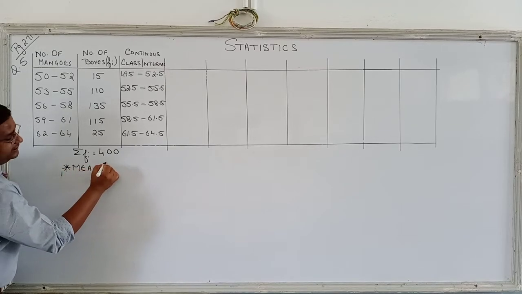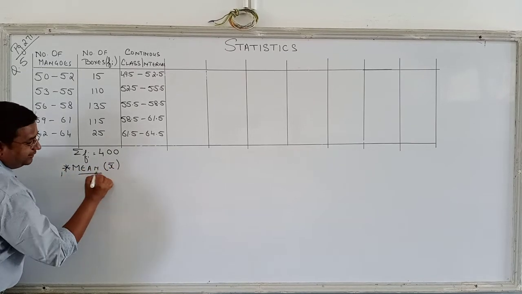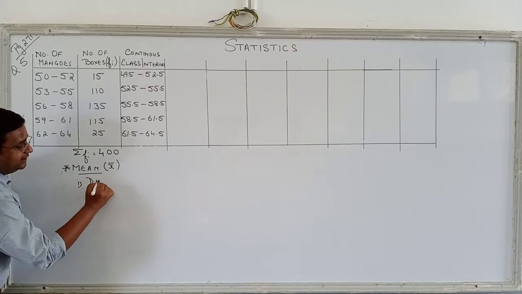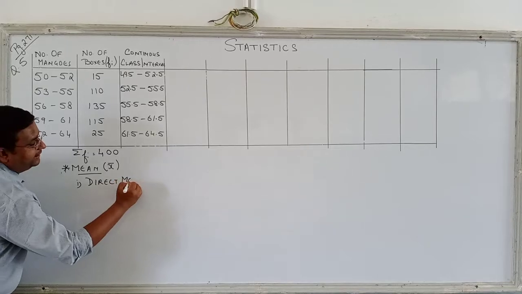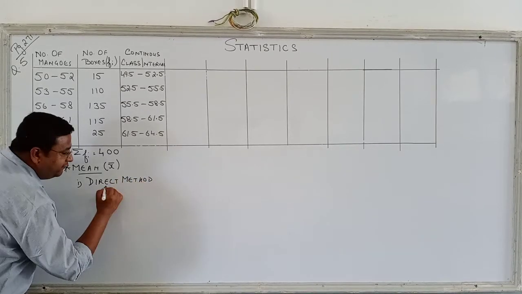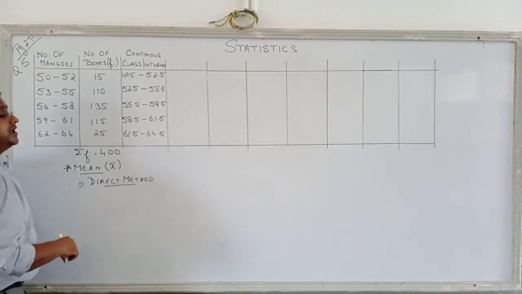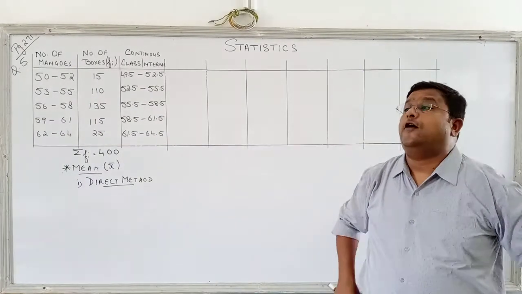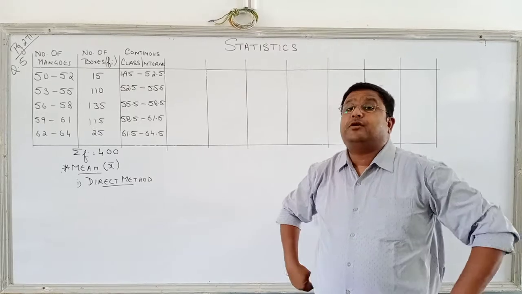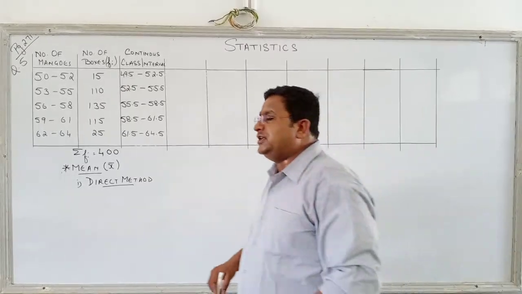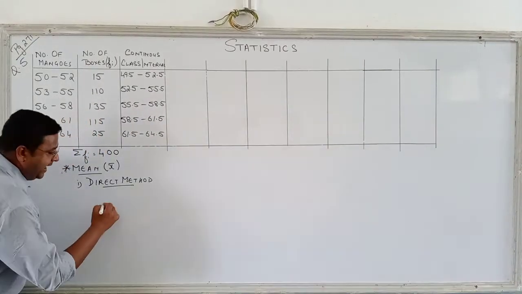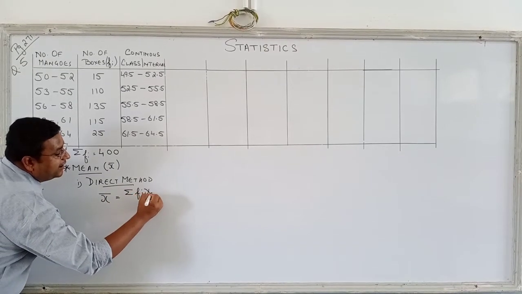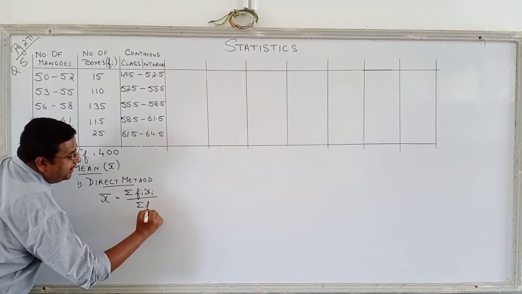There are 3 methods and the symbol for mean is x bar. You have used it in class 9. So the first method is direct method. We have used this in class 9. If you remember your last exercise, there was a question of number of workers and number of wages. We used this formula over there, direct method. X bar is equal to sigma fi xi upon sigma fi.